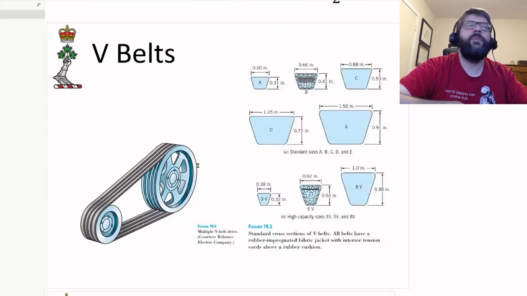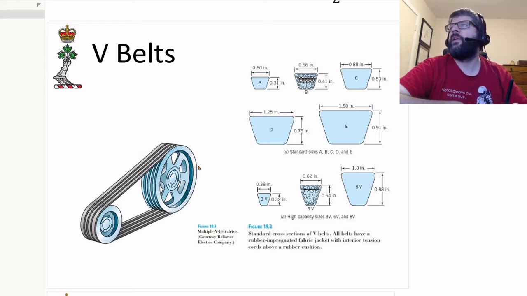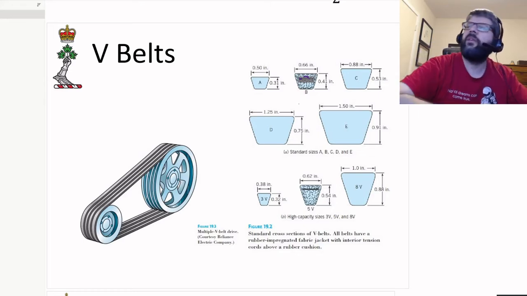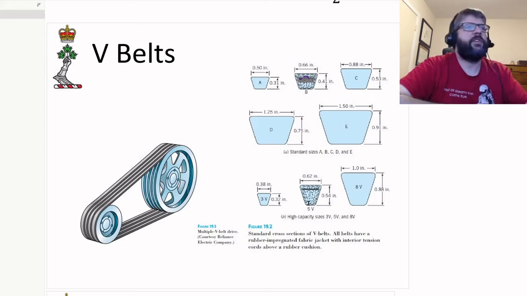We also have V-belts. When you're looking at the cross-section, it's formed like a V, and you're typically going to have some sort of metal reinforcements inside there, located closer to the top than the bottom. And there are various cross sections available.